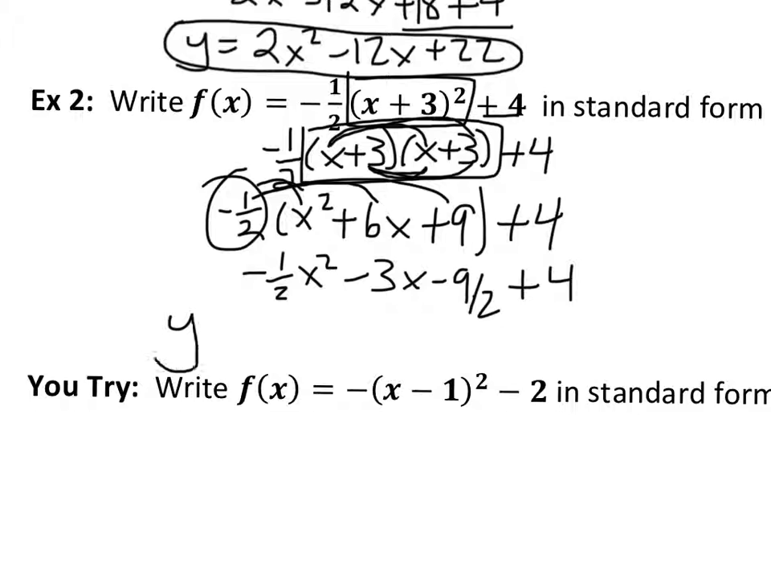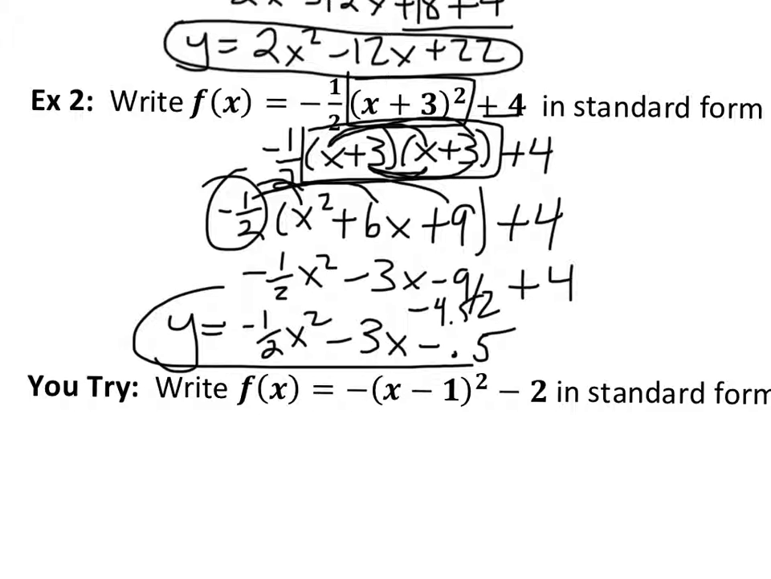So my final answer is going to be y equals negative 1/2 x squared minus my 3x. And now negative 9 over 2 is really negative 4.5. So if I have negative 4.5 and I add 4 to it, that's going to leave negative 1/2 or negative 0.5. And I'm fine if you leave it like that. So there it is in standard form.